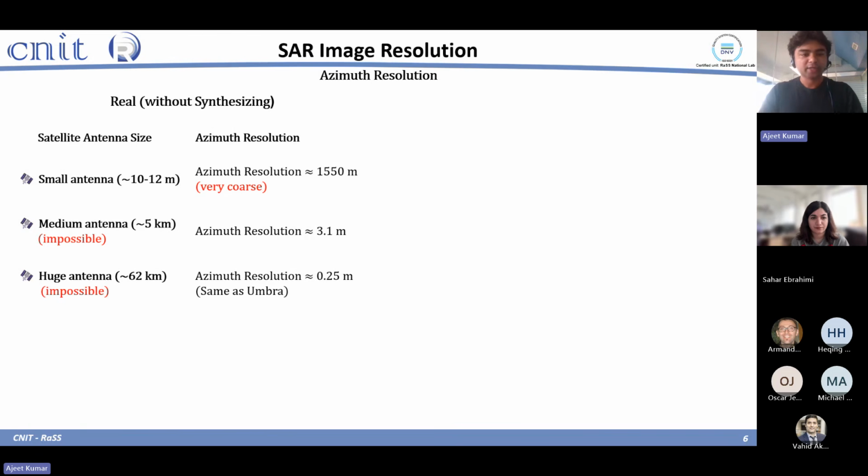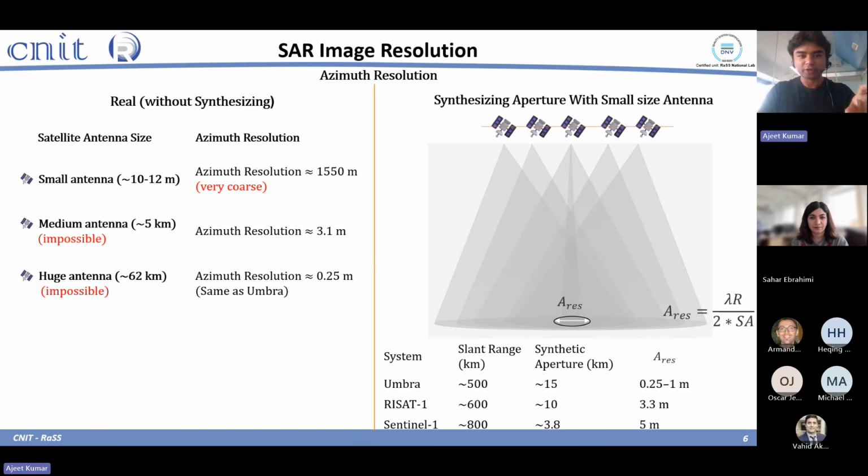three-dimensional space. And if you want to achieve this much resolution, which we have seen in the previous image, you need a 62-kilometer long antenna, which is nearly impossible, right? So the solution is to not go for the longer antenna. Instead, you can use a smaller antenna and synthesize the aperture by doing the synthesis process.